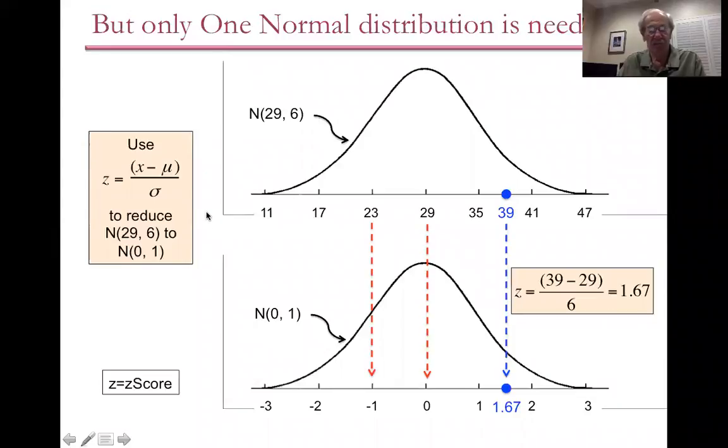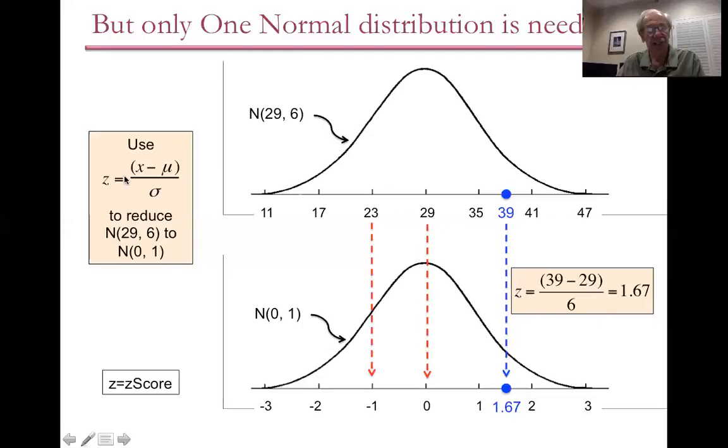Take an example. Suppose I take a BMI of 39. If I put 39 into this equation, I'll get 39 minus 29 over 6, which is 10 over 6, which is 1.67. So this 39 is directly equivalent to 1.67 on the 0.1 curve. After we're done with the chapter, you'll understand why we do it. Right now, we just need to know that we do it.